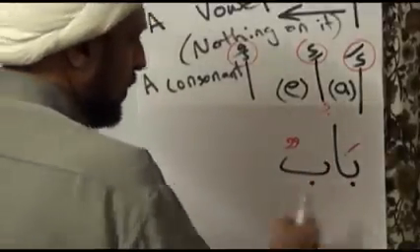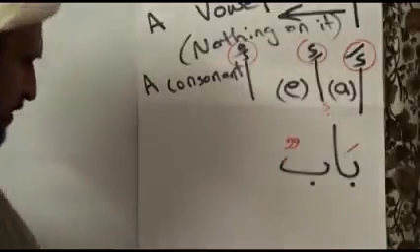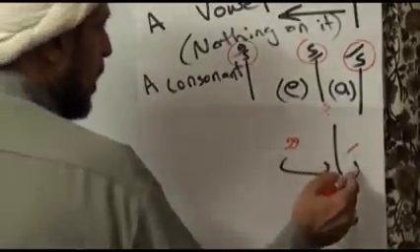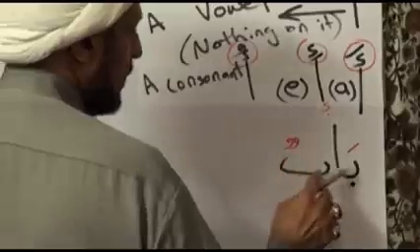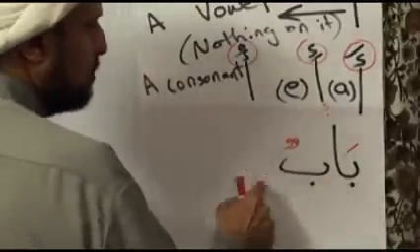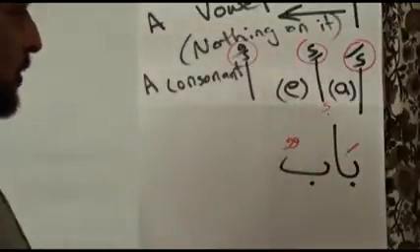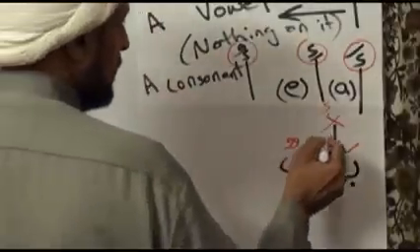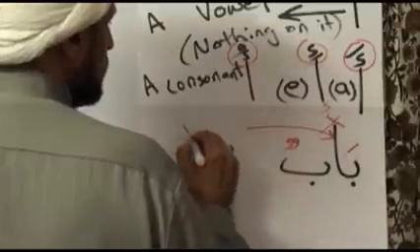So now let's take our example of our ba. So we have ba, cut the tail, connected with alif. Who can tell me what this is? This is babun. Remember the double sound. This is babun. Why? Because there is nothing here. So it's a stretch. Here it's a vowel.